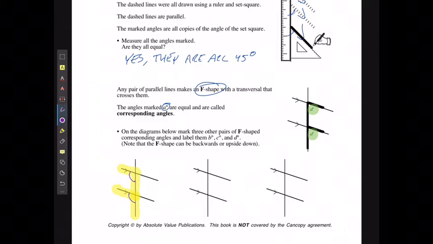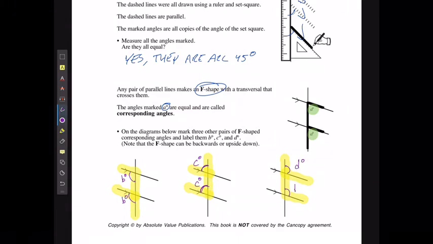If my F shape is upside down and backwards, I'm going to wind up with corresponding angles that are here and here. And if my F shape is just upside down from the original one, I'm going to wind up with corresponding angles that are here and here. So those are all 4 different possibilities that I can have. Let's call this B and B. This can be C and C. And this can be D and D. And we know that they're all going to wind up matching up.